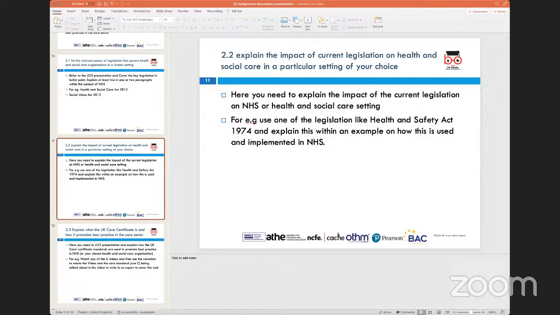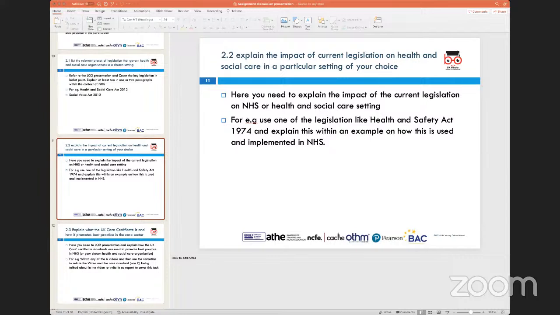And when we look at this, what we also need to be looking at doing is also building references up as we go along, because some part of the work that you are actually writing or creating needs to be referenced. And when we look at the impact of current legislation specifically in a particular setting, what we want to be able to do is essentially use the setting of a care home.